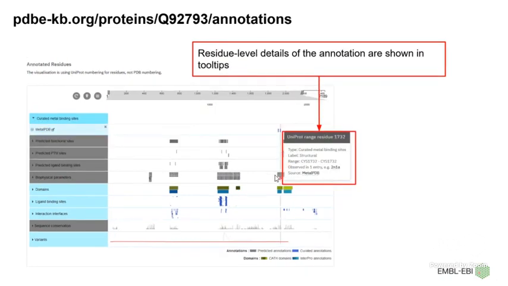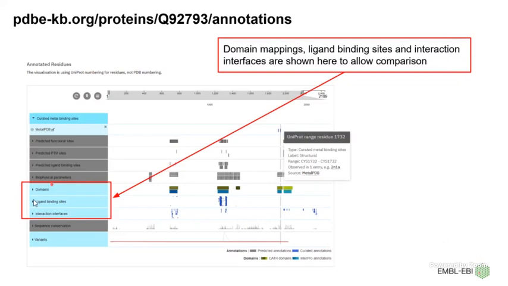If you hover over a residue, you can also see the annotation details in the tooltips. For example, over here, the cysteine 1732 is coming from MetalPDB, and it says that it is a metal binding site. Then you also have domain mappings, ligand binding sites, and interfaces over here. And this allows you to compare all the annotations from resources to what you see in experimental data or what is seen in structures.